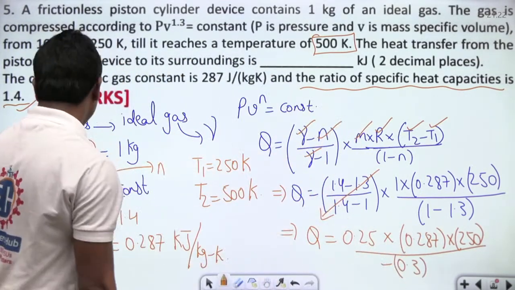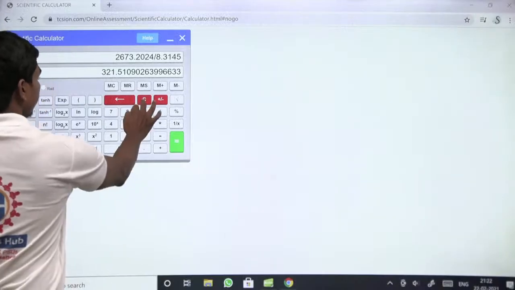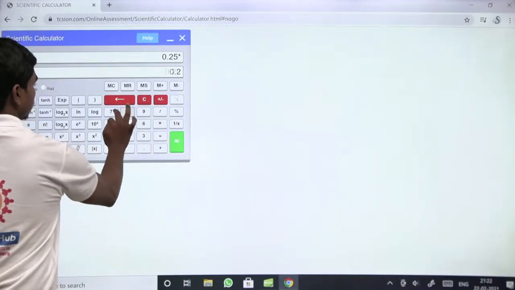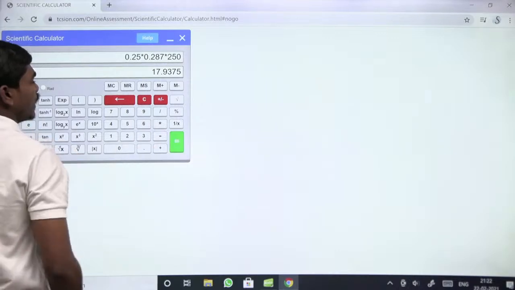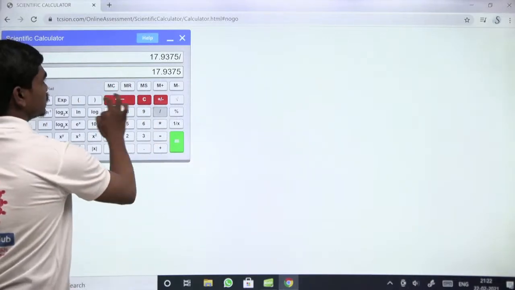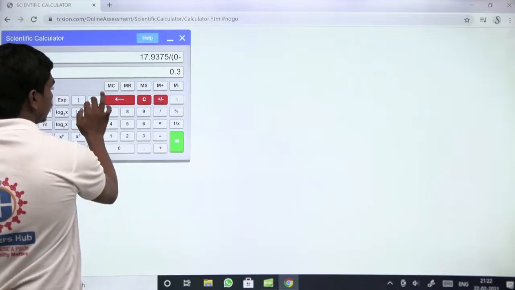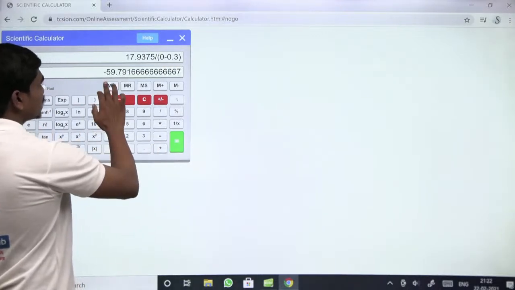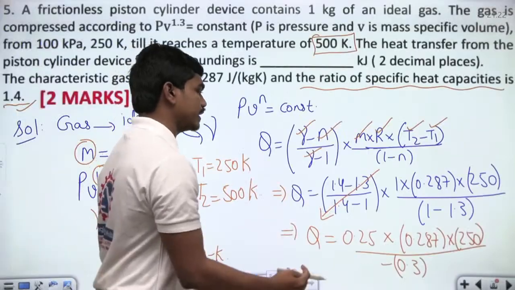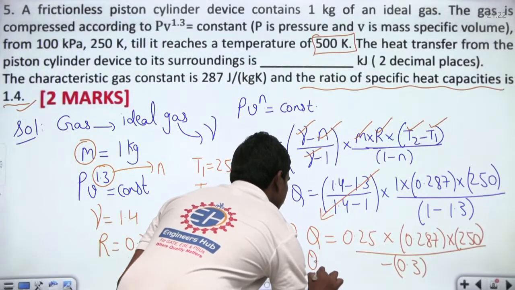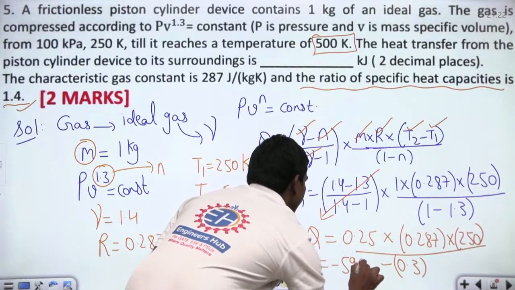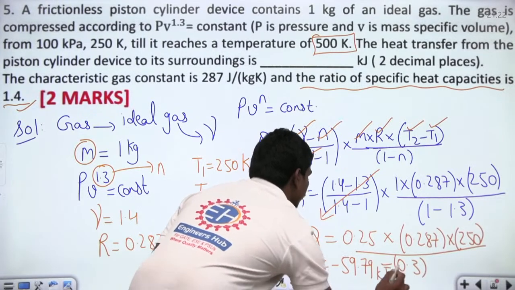So let us calculate this value quickly using a virtual calculator. 0.25 into 0.287 into 250. So this is what we have, 17.9375. But of course there is a division by minus 0.3. So minus 59.79 is what we are getting. Minus 59.79 kilojoules, of course. So this is what we have finally.